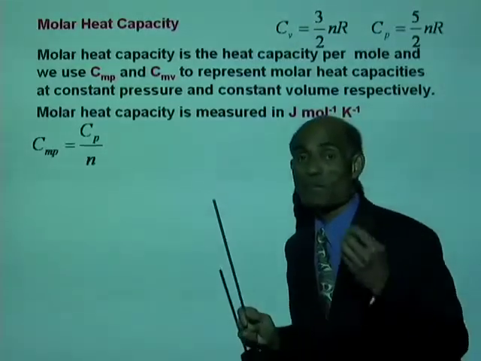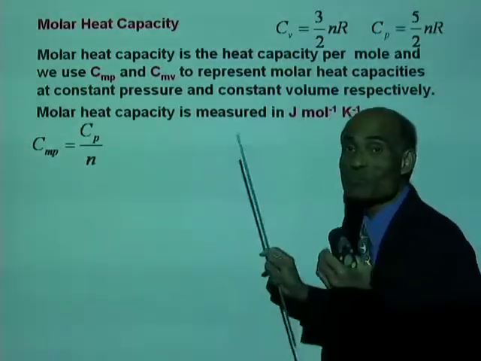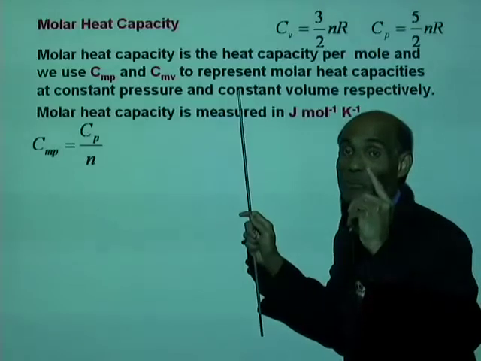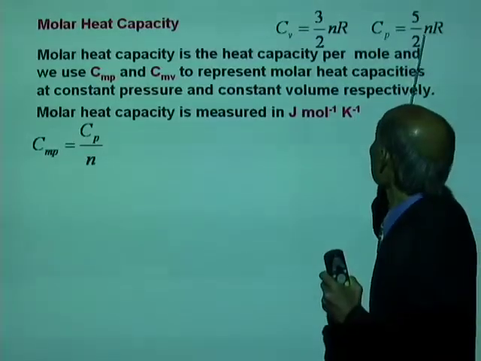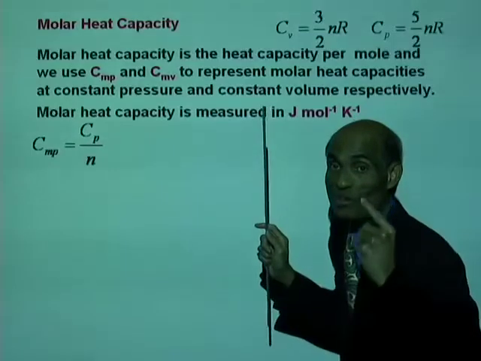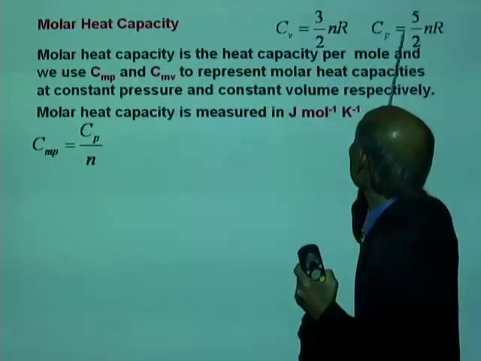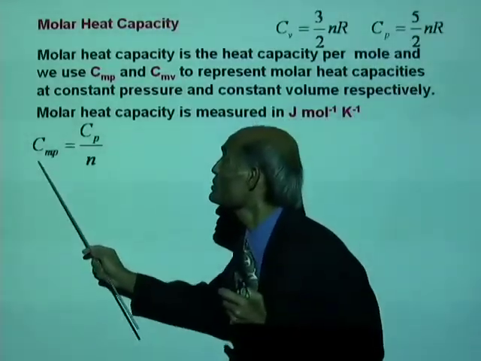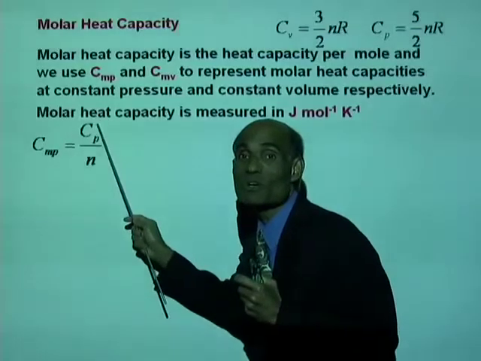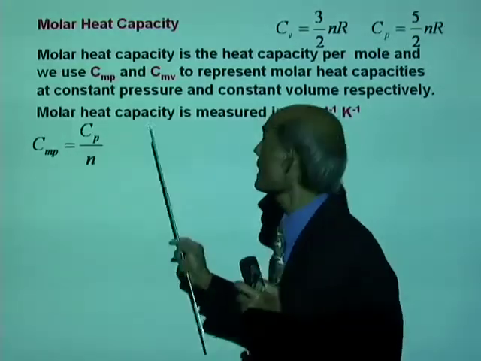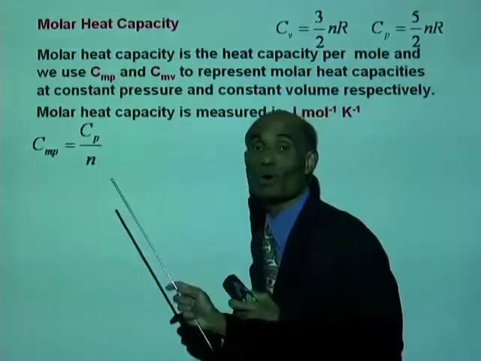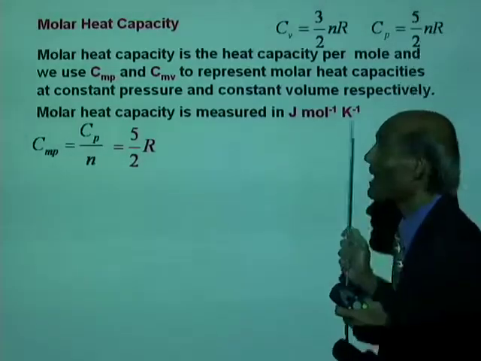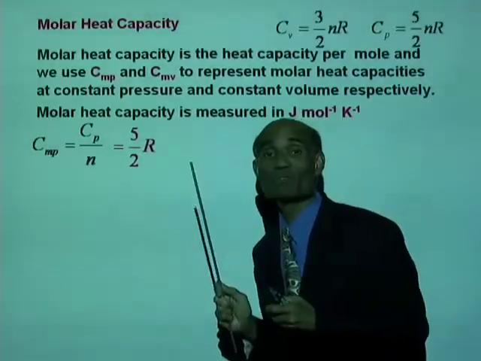Cp is the amount of heat needed to raise the temperature of n moles of a gas at constant pressure by 1 Kelvin. Therefore, the amount of heat needed to raise the temperature of 1 mole, you divide by n. In other words, Cp divided by n is CMP. CMP equals Cp divided by n, and Cp equals 5/2 nR. So what do you get if you divide 5/2 nR by n? You get 5/2 R.